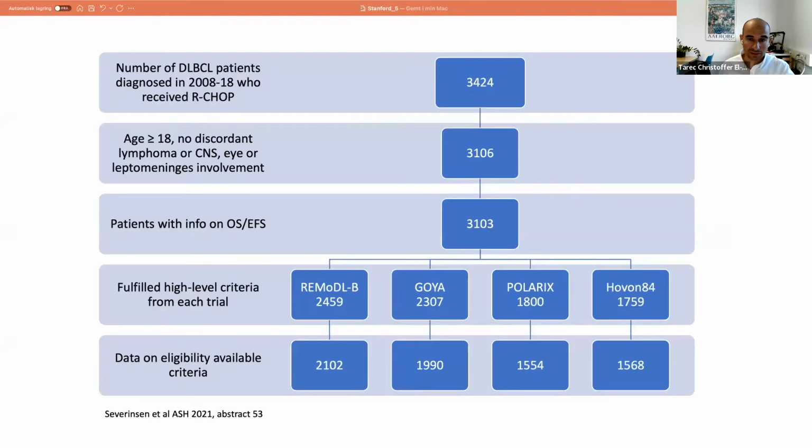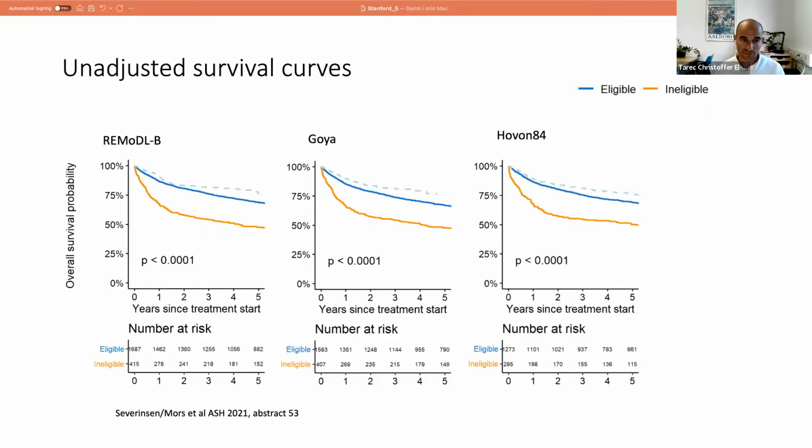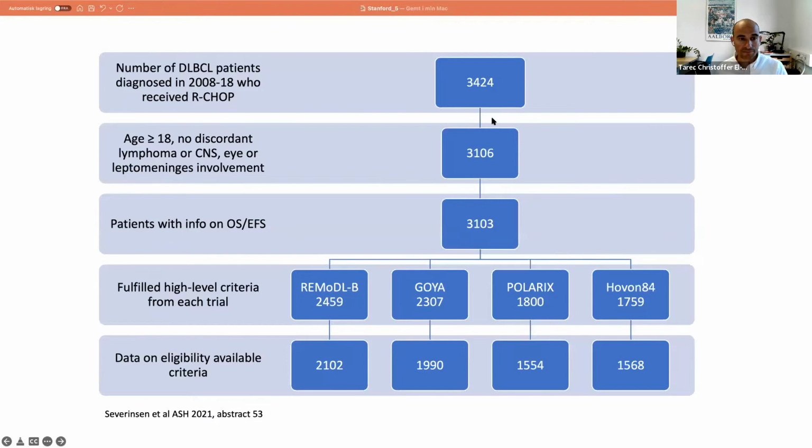We've also done something similar in lymphoma, and we presented this at ASH this year, and we looked at what does inclusion in a clinical trial, or what does meeting the inclusion criteria in a clinical trial mean to outcomes in patients with lymphoma. So we looked at the patients that were registered in the Danish lymphoma database, treated with R-CHOP, and had an age above 18 years with no CNS involvement, typical inclusion criteria in a trial. And of course, they needed to have information on survival outcomes. This is most of them because of the structure of the database.